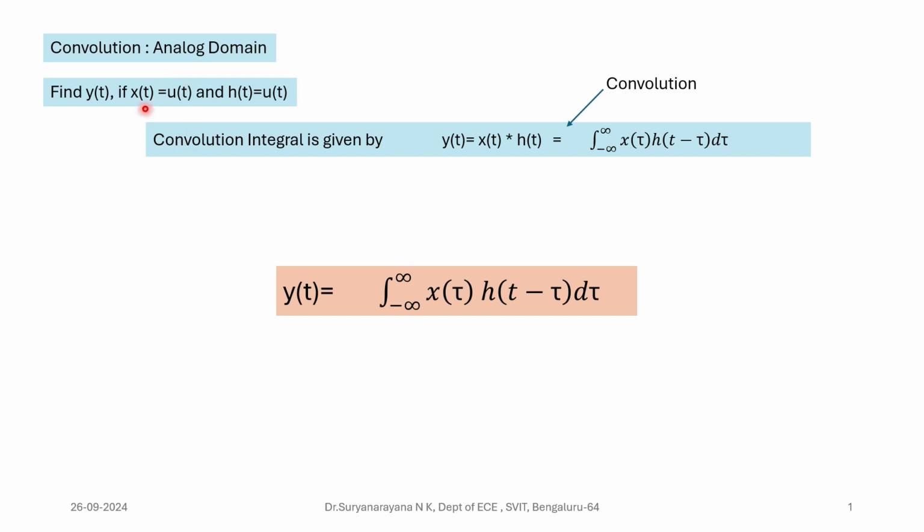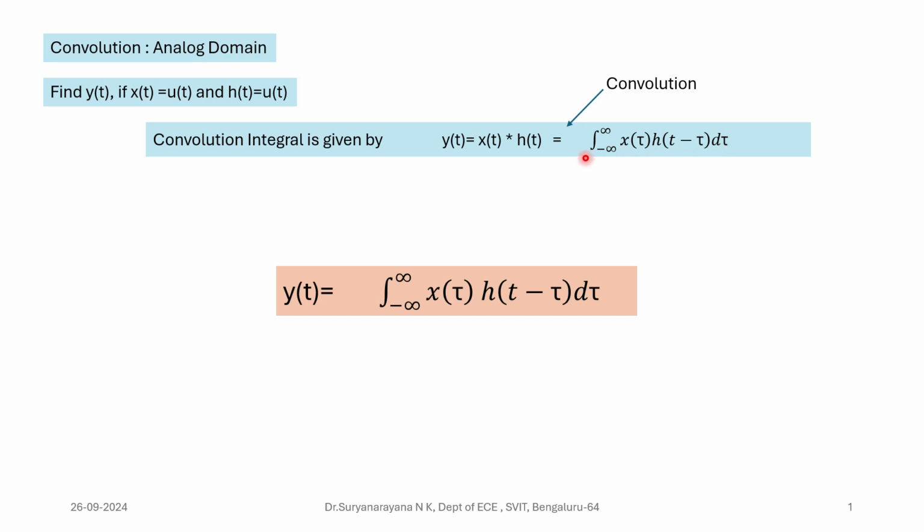Let us consider two signals x of t and h of t as step signals applied to a system. The convolution integral is given by y of t is equal to the convolution of x of t and h of t, where this star mark indicates that the convolution operation is happening. In integral form, it is written as the integral from minus infinity to infinity of x of tau h of t minus tau d tau.